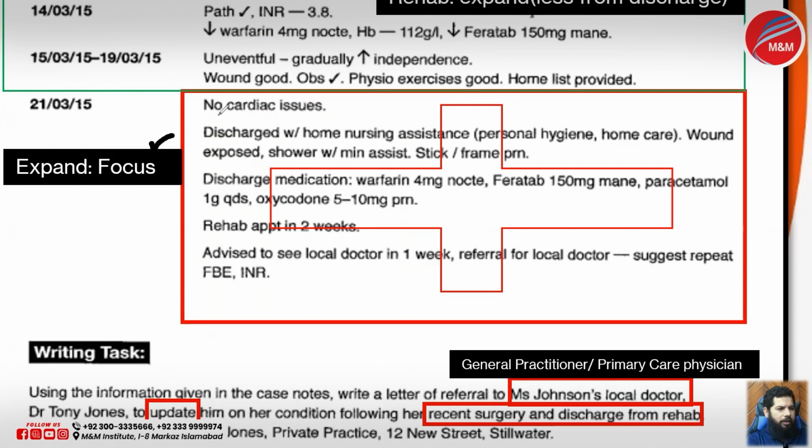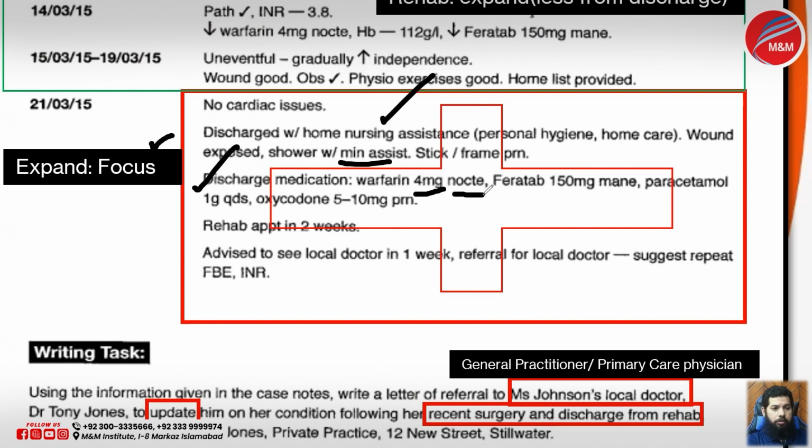So we can see that at the time of discharge, we have discharged this patient with nursing assistance, including personal hygiene and home care. Then there is some mobility assistance. Then there is a guideline for the medication, like what the medicine dosage is. And the most important question students ask is: in a discharge letter, do we have to write down the dosage and the frequency?